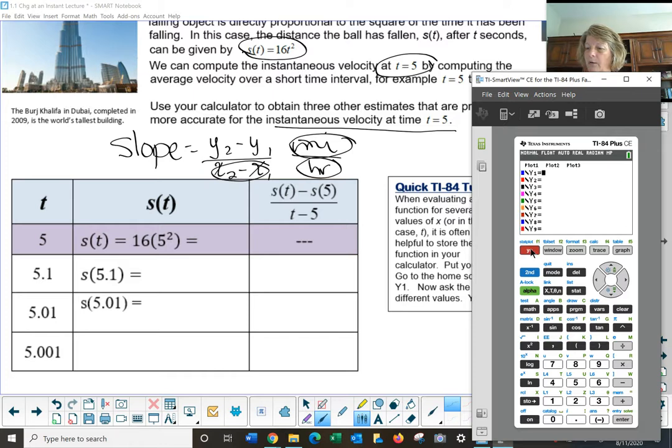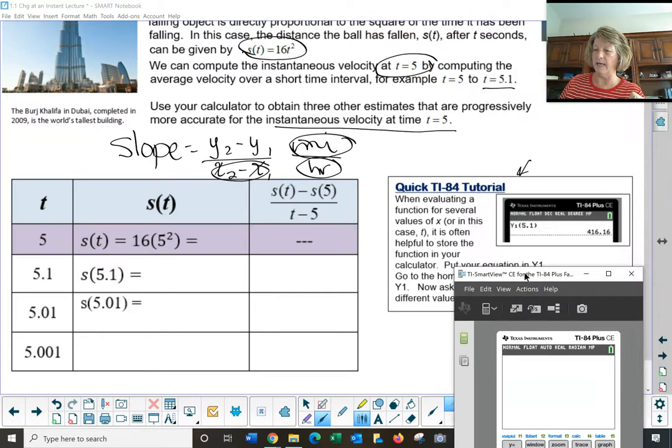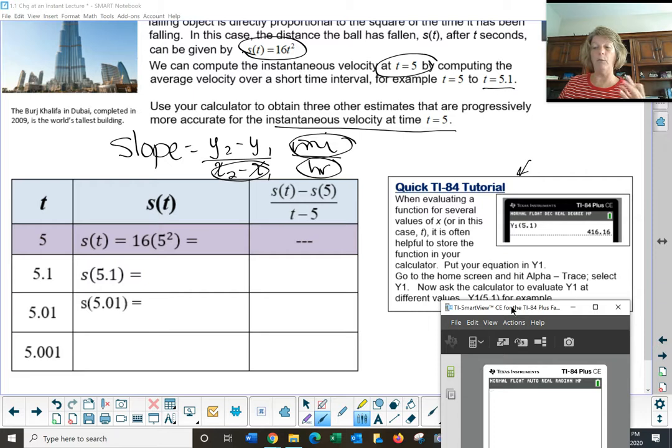So I'm going to go into my y equals, and I'm going to put in 16x squared, because I wanted to calculate the distance traveled over a time frame. And then I'm going to go back to my home screen. Second quit will always bring me back to the home screen. I'll hit clear right now. And this little tidbit of information says, you can put your equation in y1. We did that. Go to the home screen, hit alpha trace, and select y1. I want to bring up that equation that is stored in y1.